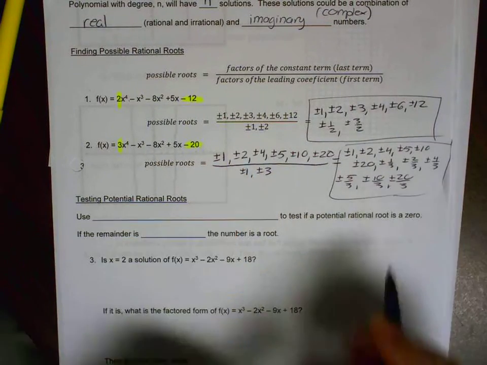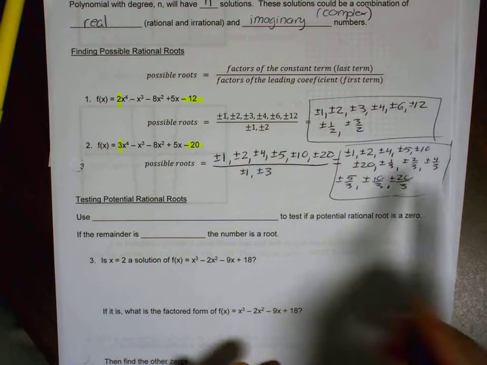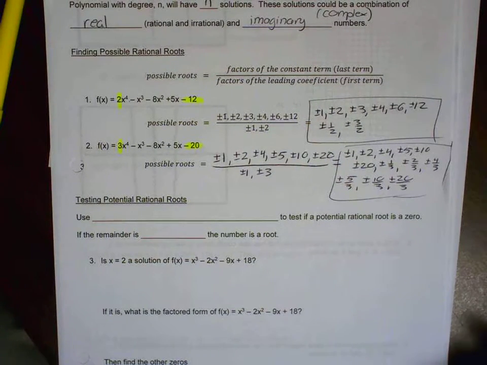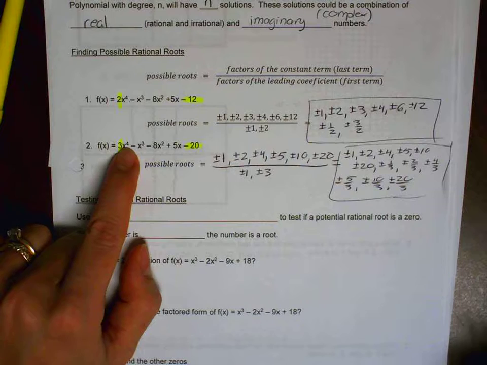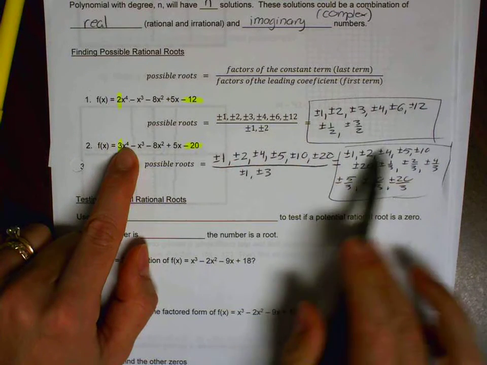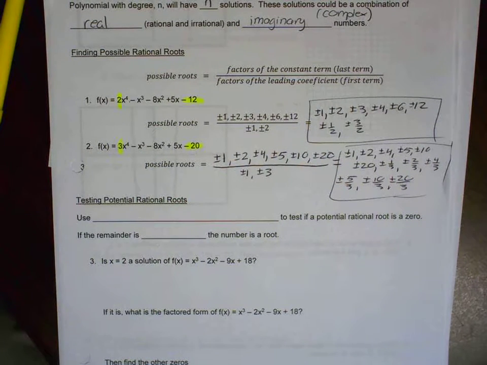So on this one I have 5, 6, 7, 8, 9, 10, 11, 12. I have 24 possibilities. But I know in the end I'm only going to have 4 answers. But these are possibilities. Any questions on how to find the possibilities?